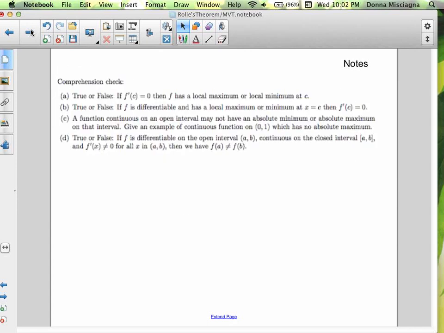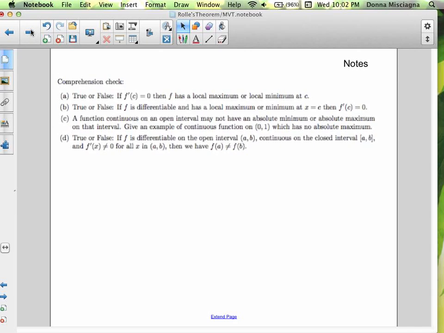And let's do a few true-false questions. I had this in your notes only, so I had to cut it and paste it from your notes. So if it looks a little pixelated, I'm sorry, but it's clear in your notes. All right, comprehension check, true or false.